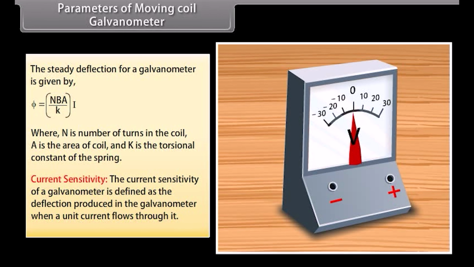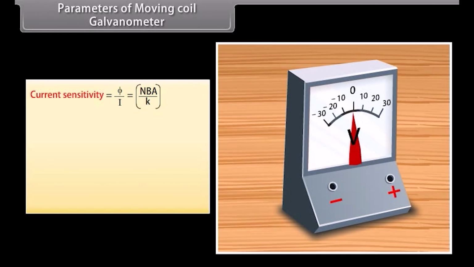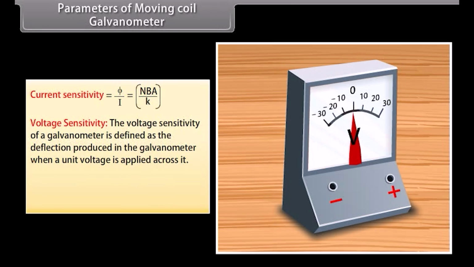The current sensitivity of a galvanometer is defined as the deflection produced in the galvanometer when a unit current flows through it. Current sensitivity is equal to phi upon I, which is equal to NBA upon K. The voltage sensitivity of a galvanometer is defined as the deflection produced when a unit voltage is applied across it. Voltage sensitivity is equal to phi upon V, which is equal to NBAI upon KV.